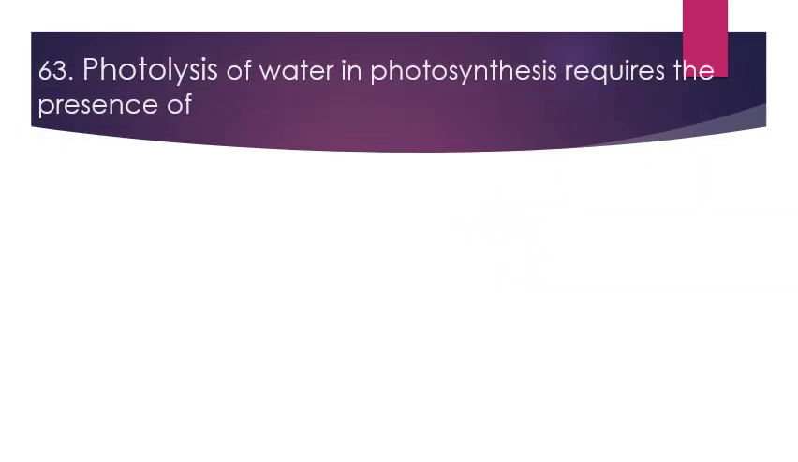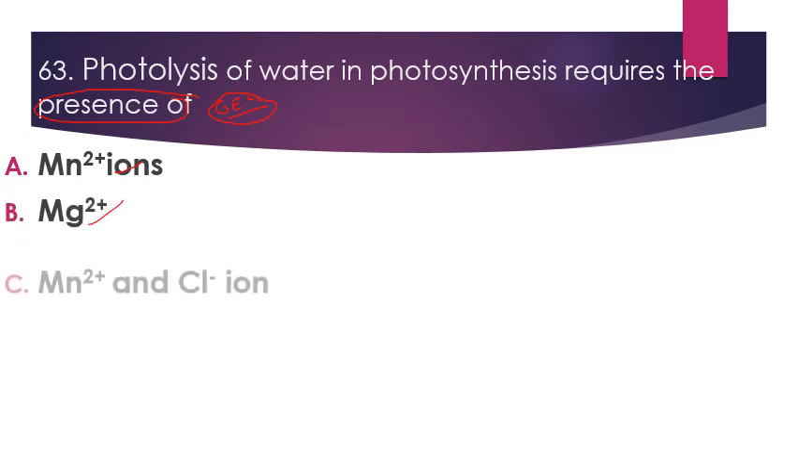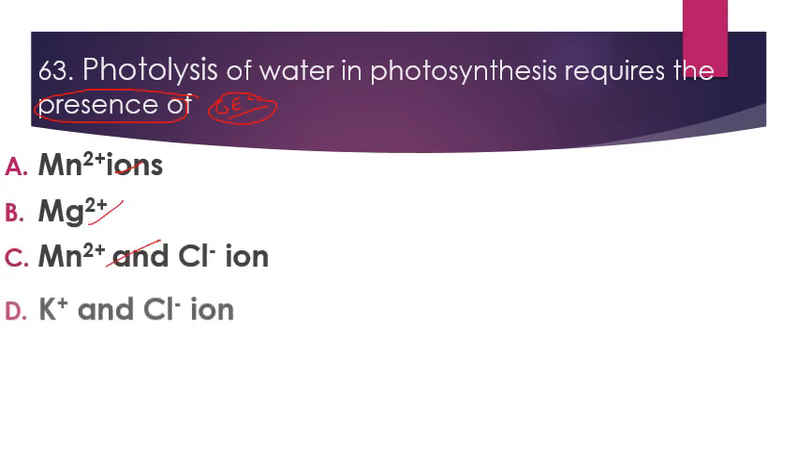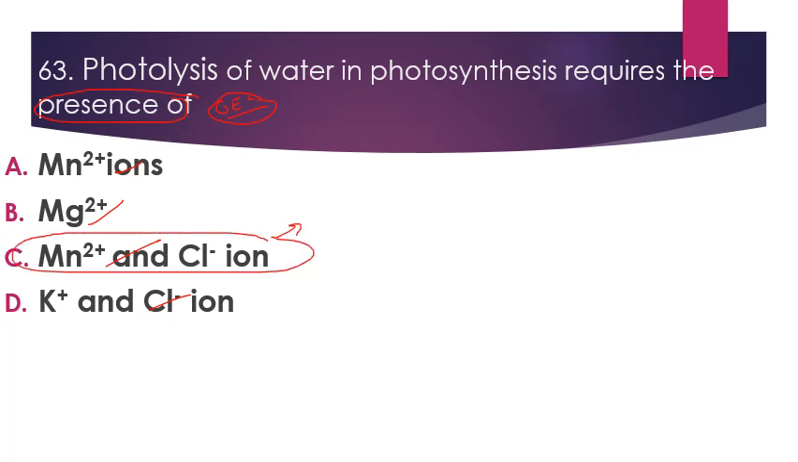Next question is, photolysis of water in photosynthesis requires the presence of. So it is basically a question asked about this OEC, that is oxygen evolving complex. So it consists of manganese ion, magnesium ion, manganese and chloride ion, and potassium and chloride ion. So its right answer is manganese and chloride ion. So these two ions help in formation of this OEC, which is associated with photosystem 2.